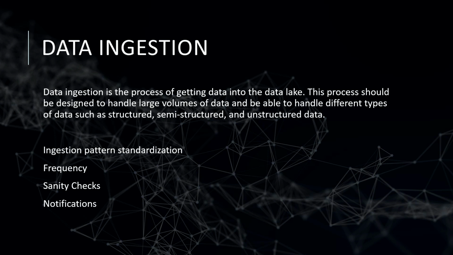Then there are sanity checks. It is important to do sanity checks on the data that is coming in. For example, if a file lands, is it duplicate? Is it a zero size file? These are some simple sanity checks. So what we should do is, while we are defining ingestion patterns, we decide what are the sanity checks we will do on the data and what is the action that we need to take.